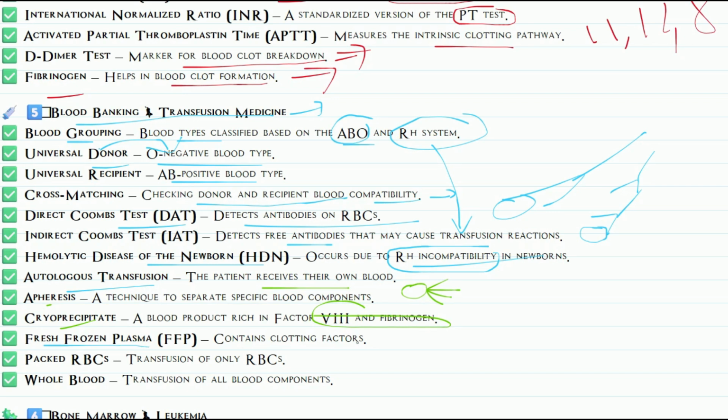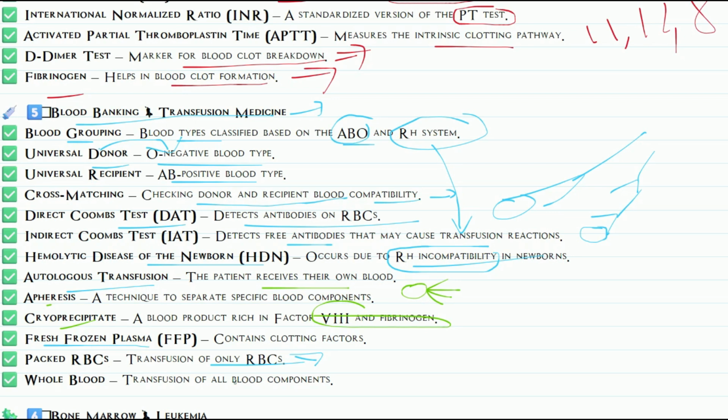Another is fresh frozen plasma. It contains all the important clotting factors: 8, 9, 10, 11, 12. So it contains many of the clotting factors. Packed RBC is a transfusion only of RBCs. If a patient has destruction of RBCs, at that time we give packed RBCs.